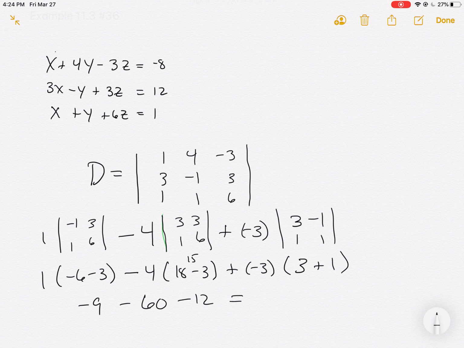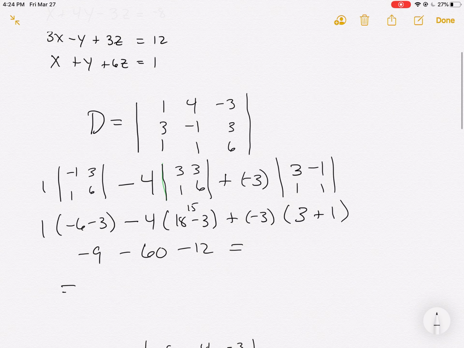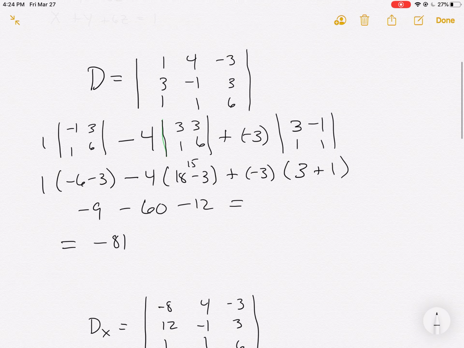And so we're not going to be 0. We're getting, and let me not write it there. Let me write it down here. We're getting negative 81. So we can use Cramer's rule. So the next thing we do is we find Dx.